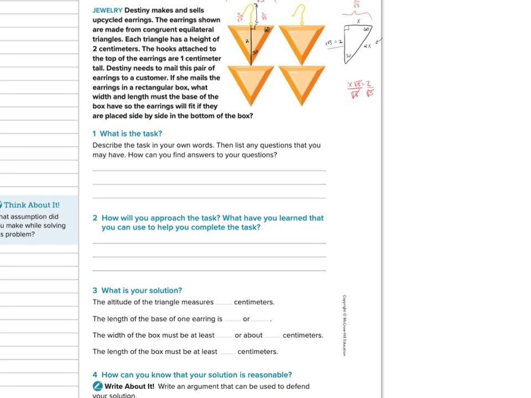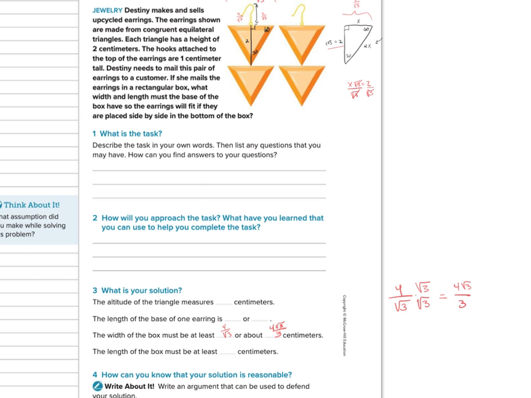I think they give us that down here. The width of the box must be at least 4 over square root of 3. And then, of course, if you rationalize the denominator, you would end up with 4 square root of 3 over 3. So that would be my other possible answer.